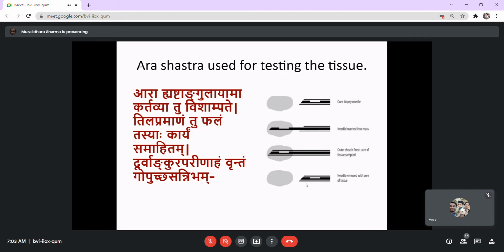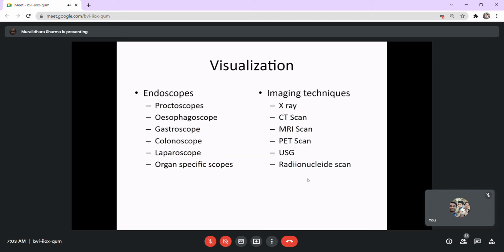It would be only the examination of the substance which is collected, by the naked eye, and then confirming whether it's Ama or Pakva. So I don't say that the concept of Ara Shastra mentioned in Sushruta about Ama Pakva Parishana is as advanced as the current histopathology, but the seeds of histopathology were present even in the Samhita period.